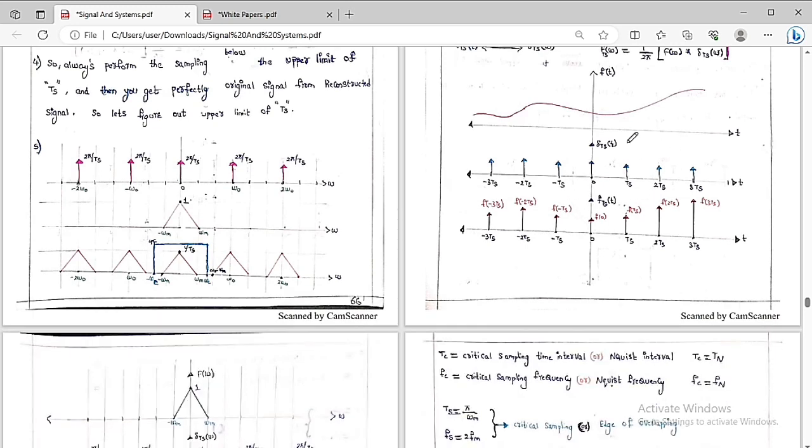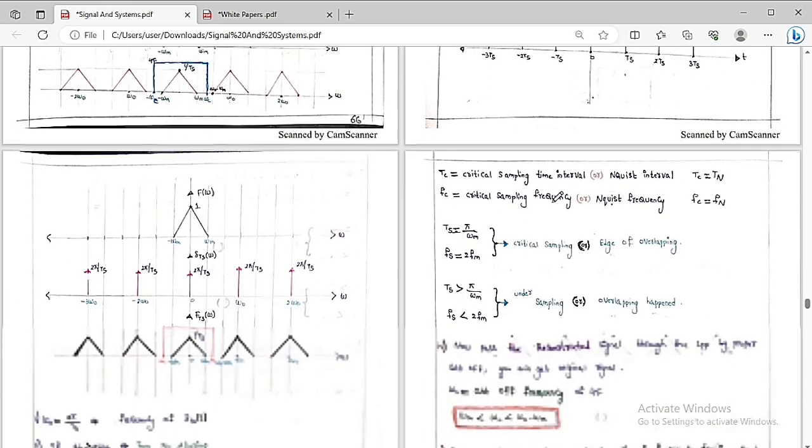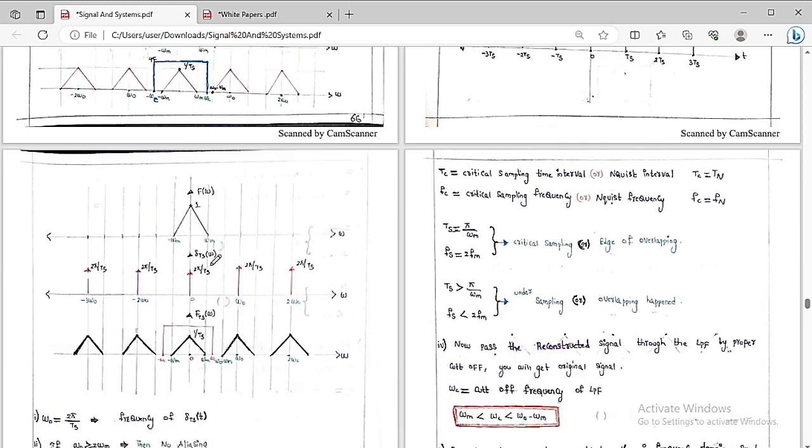So all of this is in the time domain, and this is the frequency domain. Omega naught is equal to 2 pi by Ts, so the impulses appear at frequency 0, plus or minus omega naught, plus or minus 2 omega naught, and so on. You always have to keep this in mind. Here omega naught means here minus omega naught. Here 2 omega naught means here minus 2 omega naught. A small correction: I have written it wrong here. This is minus omega naught.